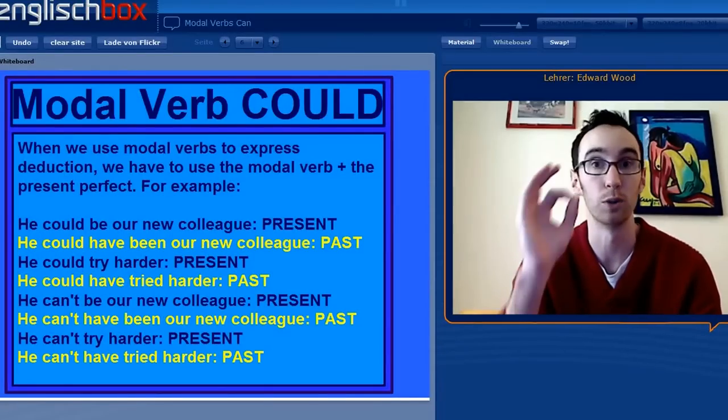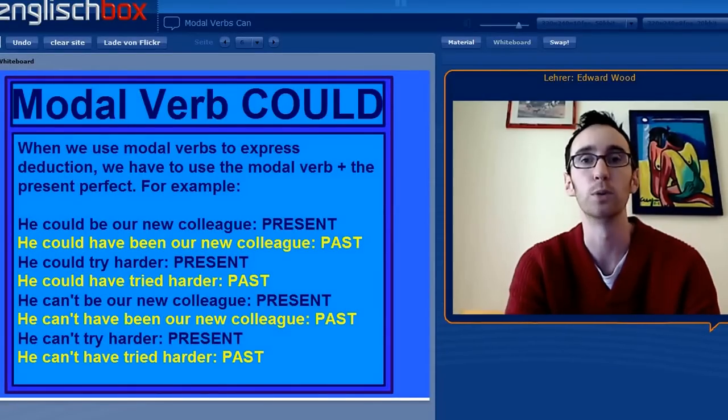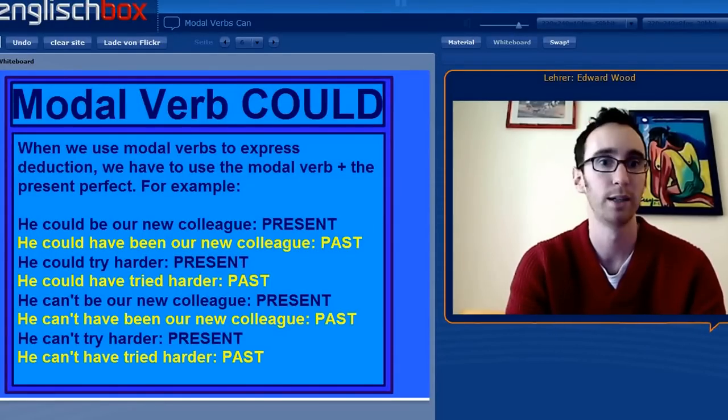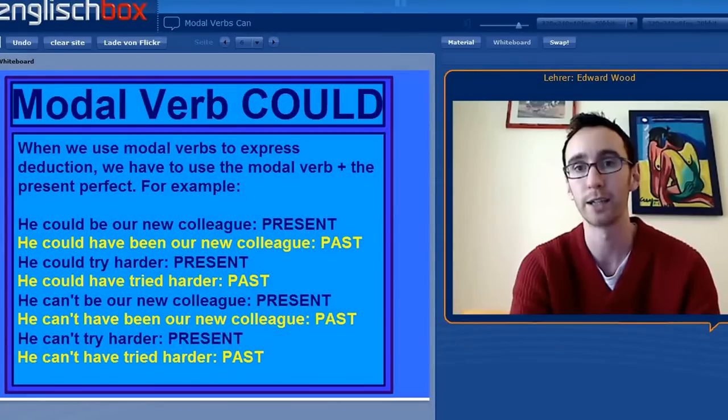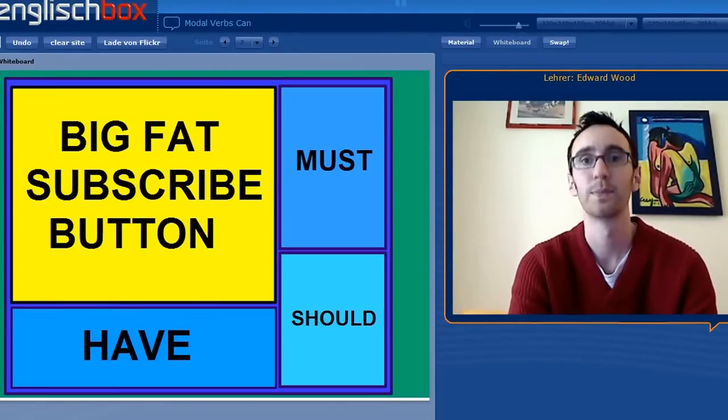If we want to talk about a 0% chance, we use can't. He can't be our new colleague. He's only 5 years old. He can't have been our new colleague in the past. And he can't try harder. He tried his hardest. He can't have tried harder in the past.